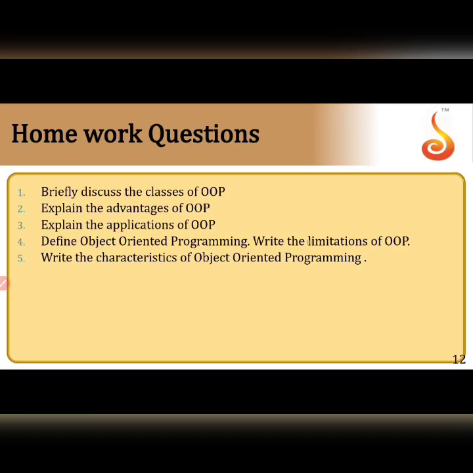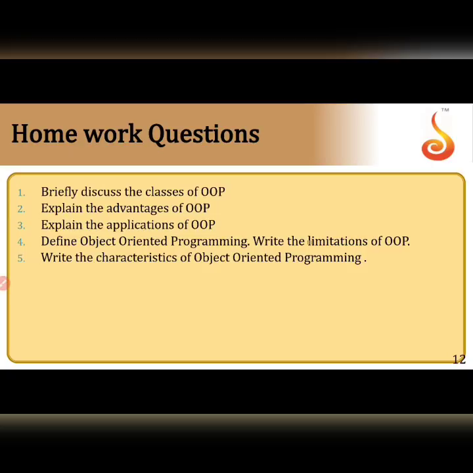The next is homework questions. These questions are from your question papers, which are repeatedly asked. So briefly discuss the classes of OOP, then explain the advantages, applications and limitations and characteristics. These are all 5 mark questions which are repeatedly asked. Now we'll do some 1 marker questions, which are again exam asked questions from this chapter, because we come to an end of this chapter, which is a 7 mark chapter. You will get 1 2 marker and 1 5 marker here. These are the 5 mark questions.